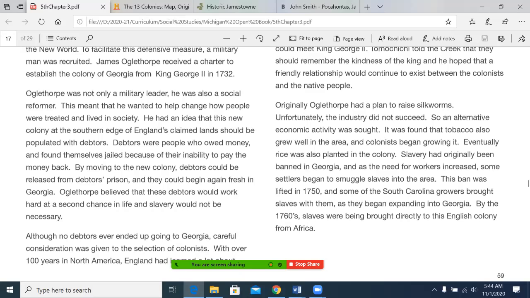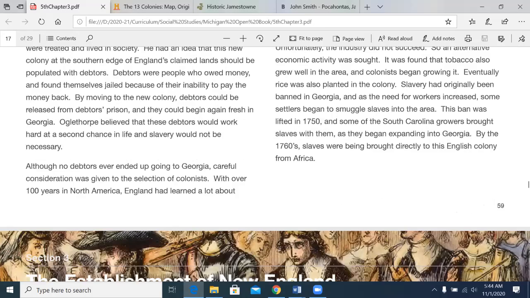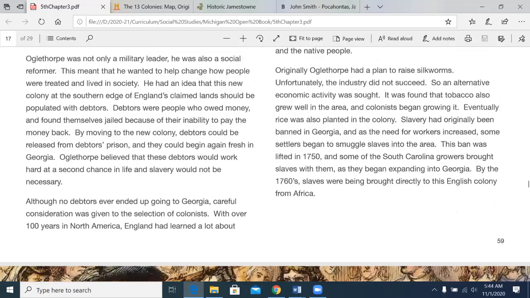Slavery had originally been banned in Georgia, and as the need for workers increased, some settlers began to smuggle slaves into the area. This ban was lifted in 1750, and some of the South Carolina growers brought slaves with them as they began expanding into Georgia. By the 1760s, slaves were being brought directly to this English colony from Africa.